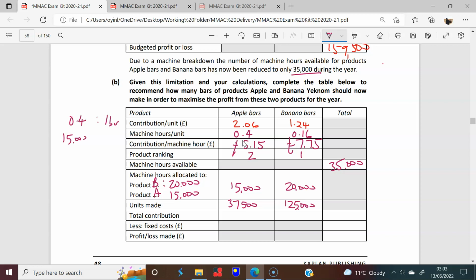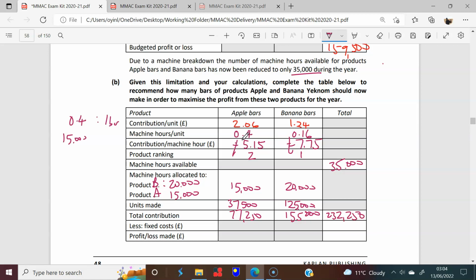You know what the contribution is per unit, so multiply 125,000 times 1.24, and your answer is 155,000. And then you also know what your total contribution is here. You have 37,500 times £2.06, and that's 77,250. And so your total contribution, of course, is 232,250.